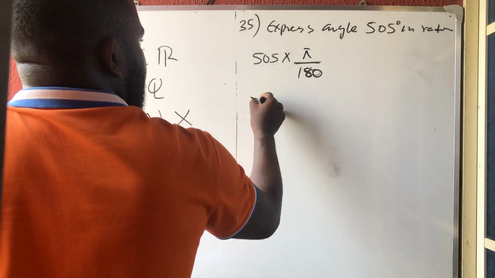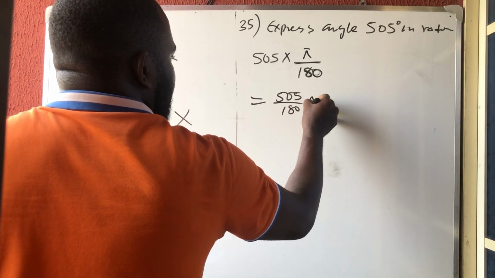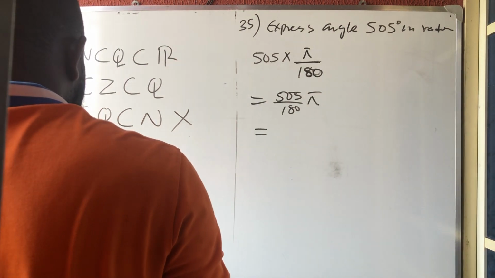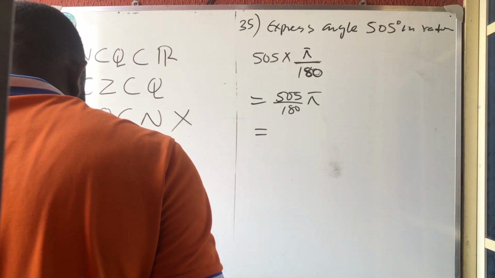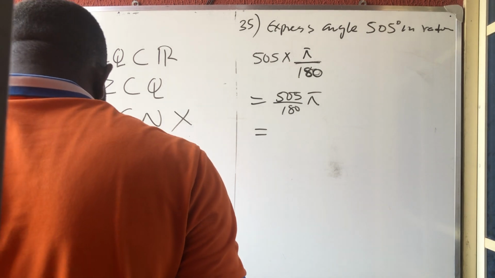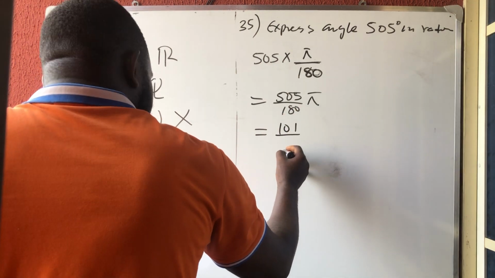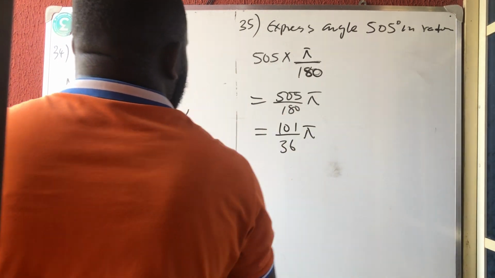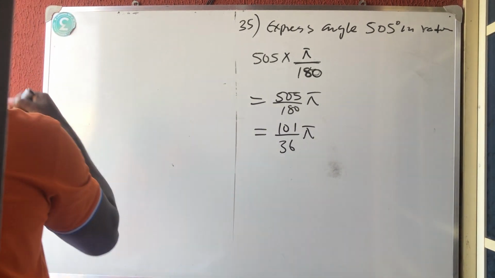So this is the same as 505 over 180, leaving your pi. If you divide it to the lowest, let them keep dividing to the lowest. Number 35. Then you will now have 101. 5 divides here, 101. And 5 divides here, you have 36 pi. So that is the answer.